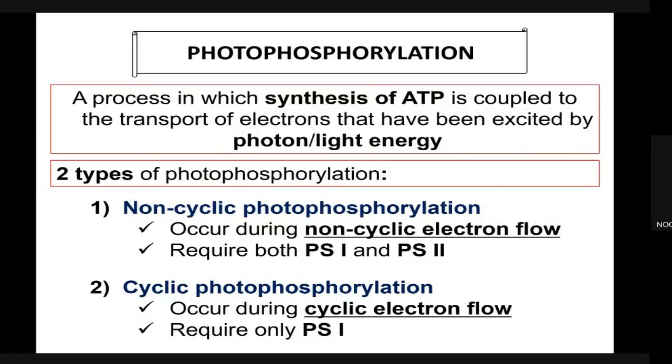The third stage of the light-dependent reaction is photophosphorylation. It is a process that synthesizes ATP, and the energy used to synthesize ATP comes from the transport of electrons. There are two types of photophosphorylation, two types of electron flow. The first one is non-cyclic photophosphorylation, and the second one is cyclic photophosphorylation. Non-cyclic photophosphorylation involves PS1 and PS2, while cyclic photophosphorylation involves only PS1.